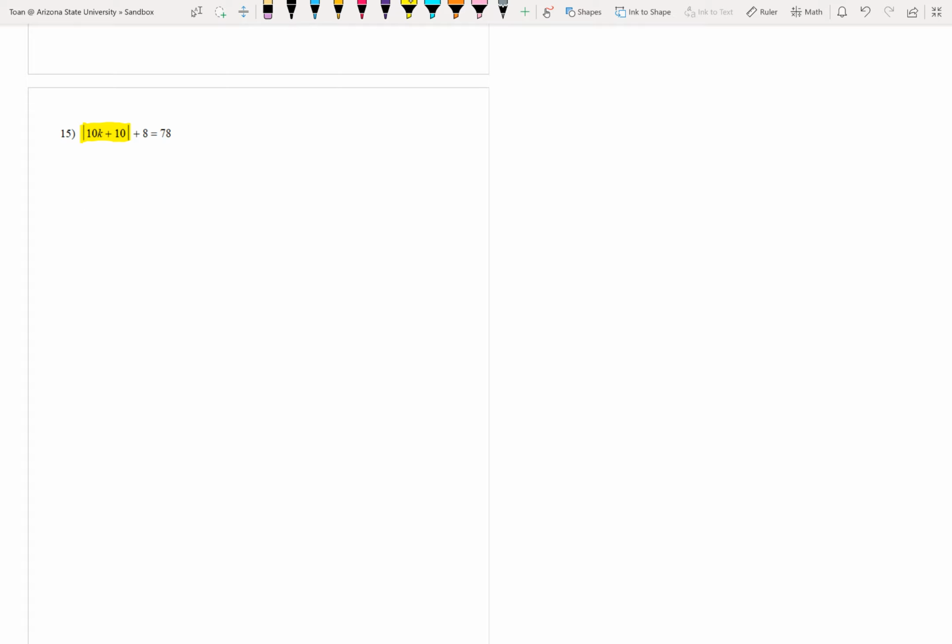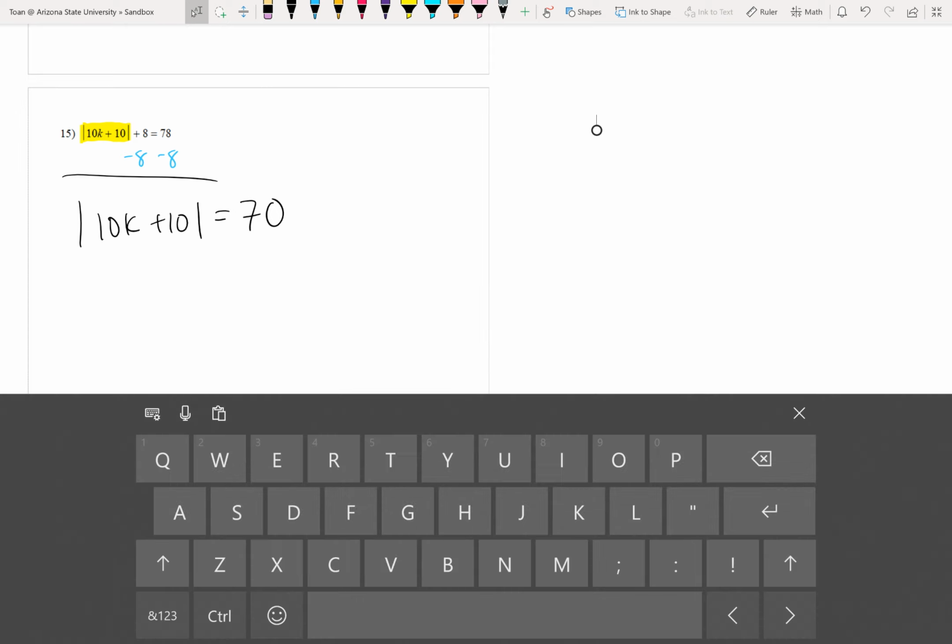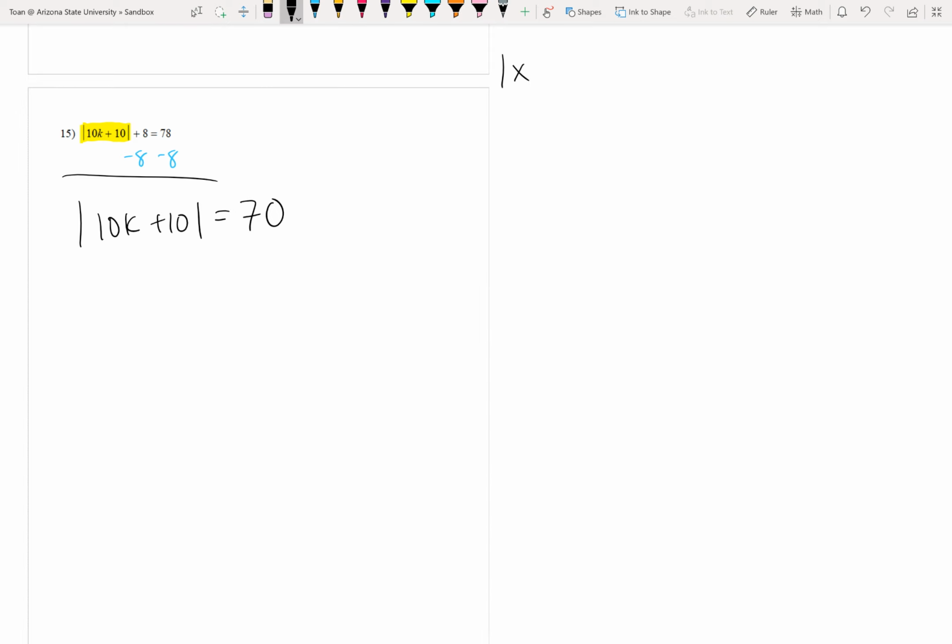I guess I'll show it for the notes here. Minus 8 gives us absolute value of 10k plus 10 equals 70. Now the way we approach absolute value is to simply use its definition. Recall that absolute value of anything, absolute value of x, will always give you one of two things: itself right back out, or the opposite of itself. Now it'll give you itself if what you put into it is not negative, and it'll give you the exact opposite out if the thing you put into it is negative.